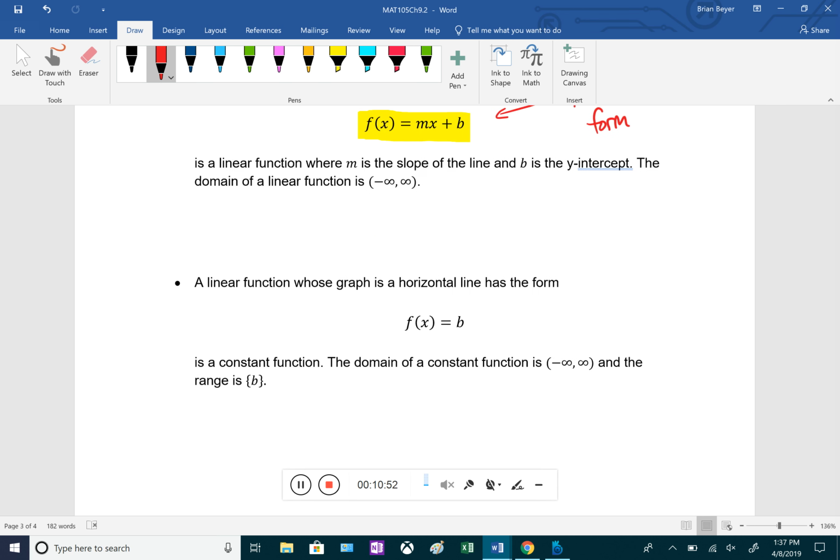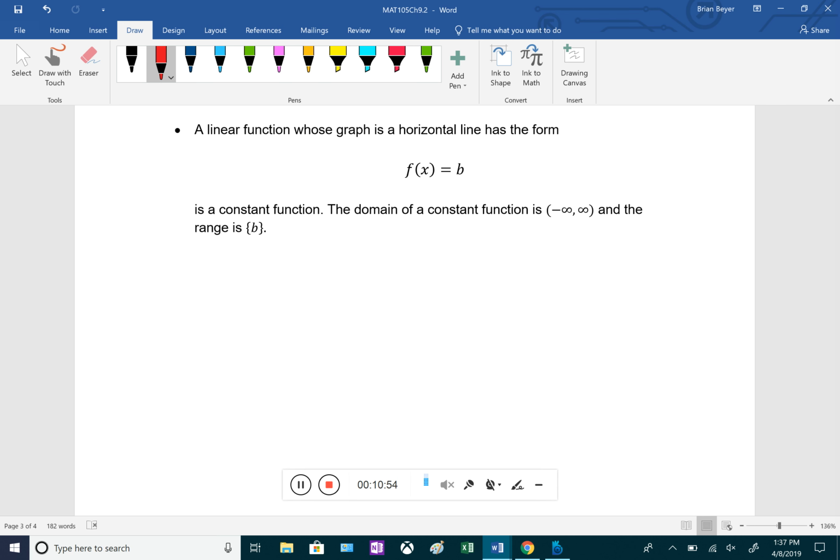Okay, so a function in the form f of x equals b, so there's no x here. So this is f of x equals a number. This is going to be a horizontal line. So this is the same thing as like y equals 4. We know those are horizontal lines. Those are called constant functions. The domain is negative infinity to infinity, and the range is b. So the range of a horizontal line is just going to be that horizontal line's value.